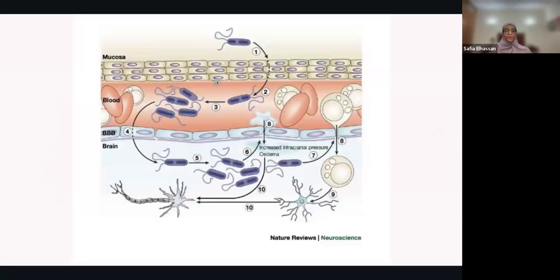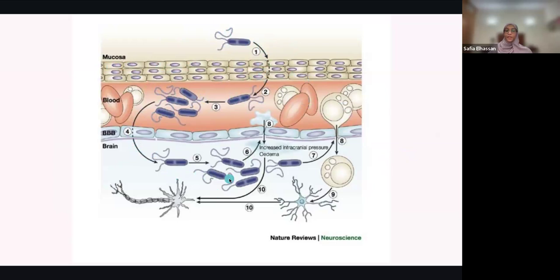So as for the pathogenesis of meningitis, the bacteria would enter from the mucosa. The mucosa typically has IgA, which helps protect it, but some of these bacteria have proteases, so they can digest the IgA and make their way into the bloodstream. From the blood, they can cross the blood-brain barrier and accumulate here in the brain.